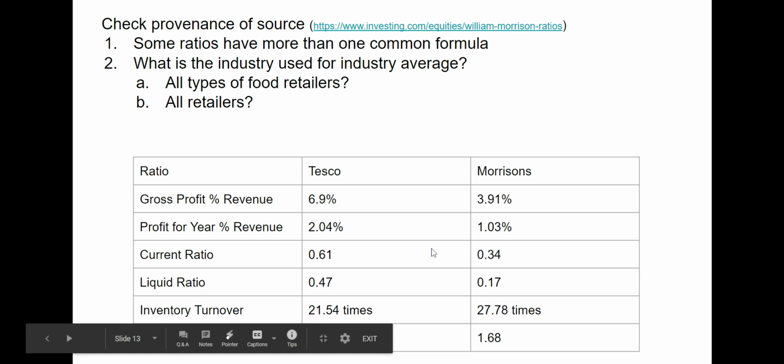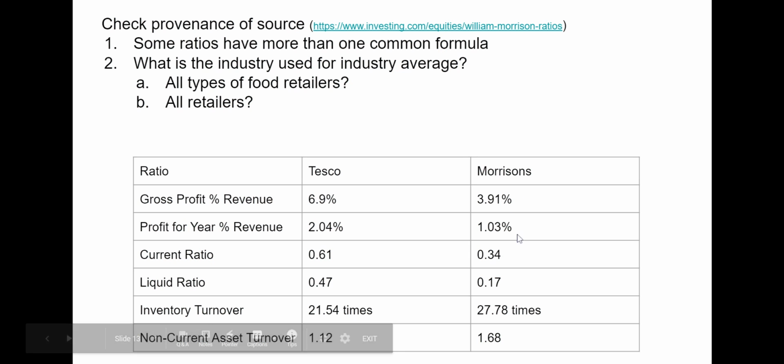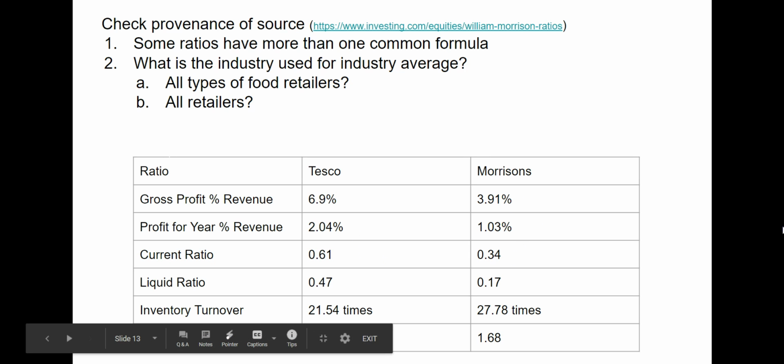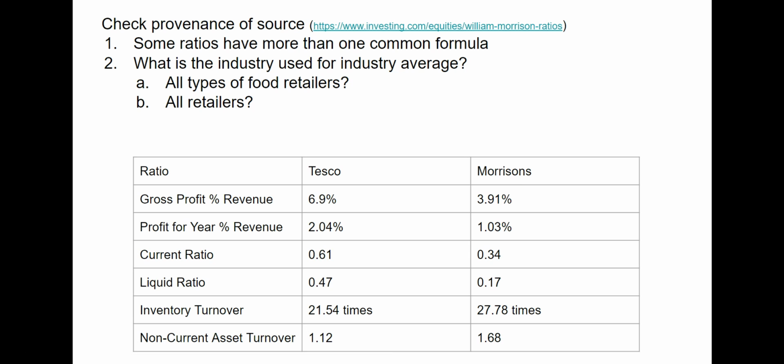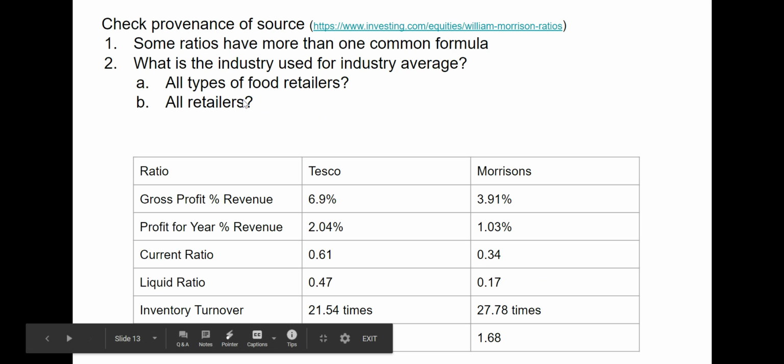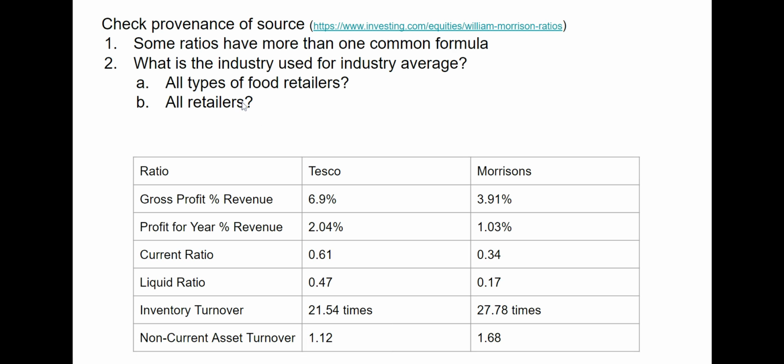And that was kind of borne out because what I did, I got the information from Morrison's, and those figures for Tesco and Morrison's, another large supermarket chain in the UK, are a lot more similar. So in this case, I think that the information I've been looking at is all retailers and includes things like clothes shops, not just supermarkets.